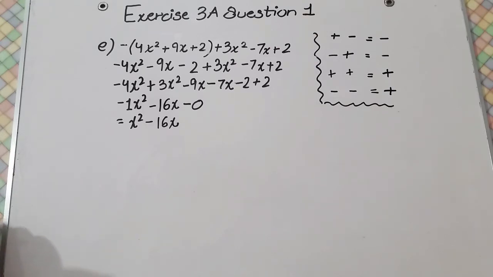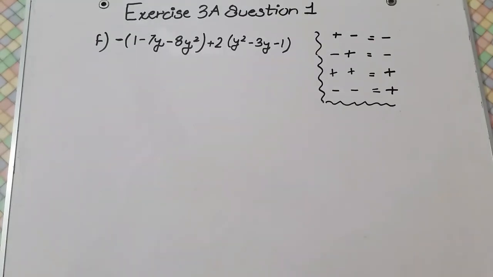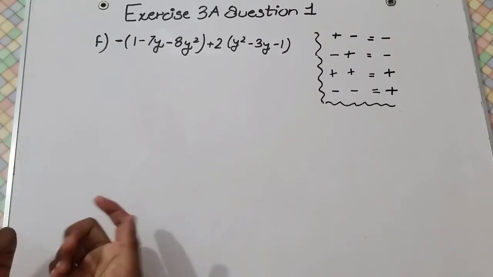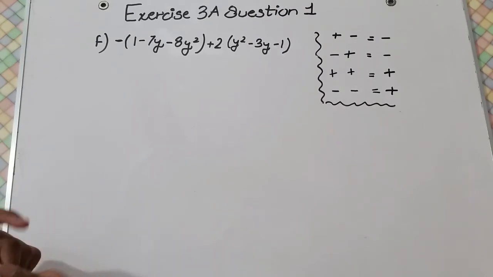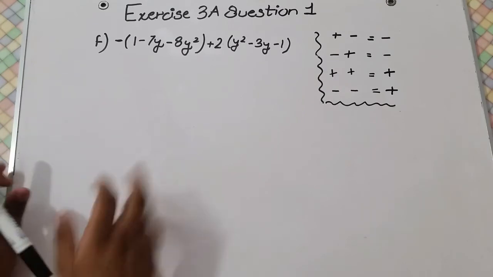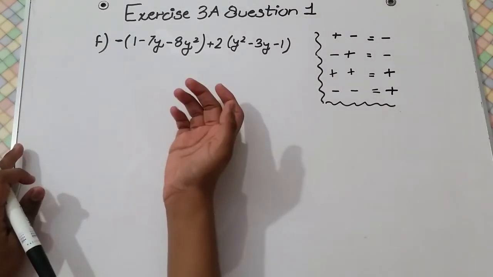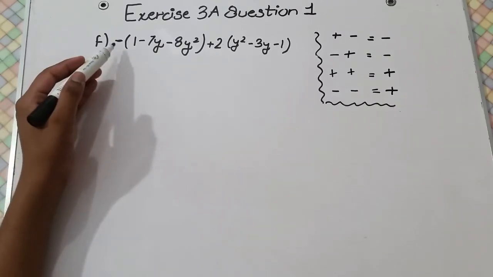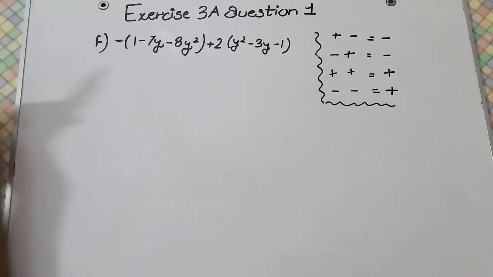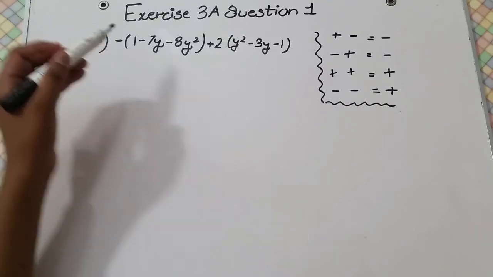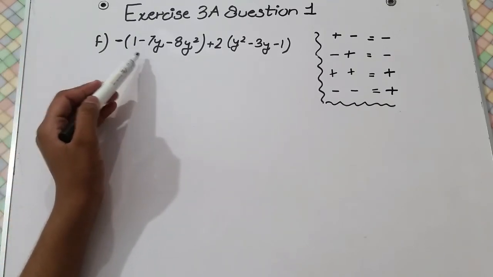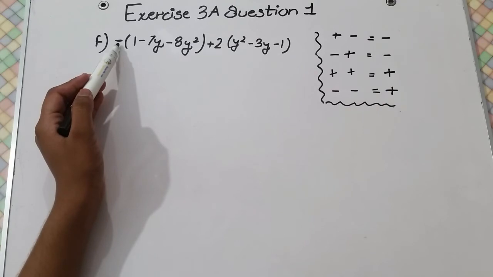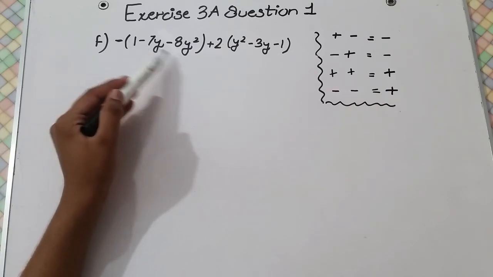Now let's move towards the last part, that is part F. So this is part F of the same question, and it's a bit tricky. In this we are having double brackets, that means we are having brackets on both sides. It's simple, and we are just going to multiply these numbers with the brackets. So let's start. This is the same expression as we were having in part E, that we have to multiply minus with all these two signs.